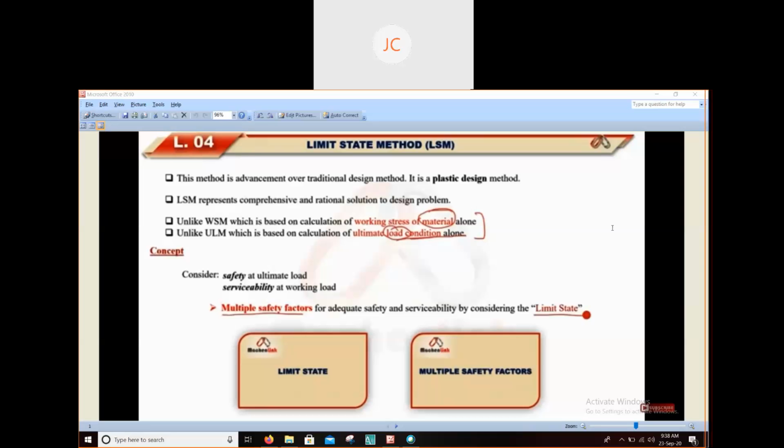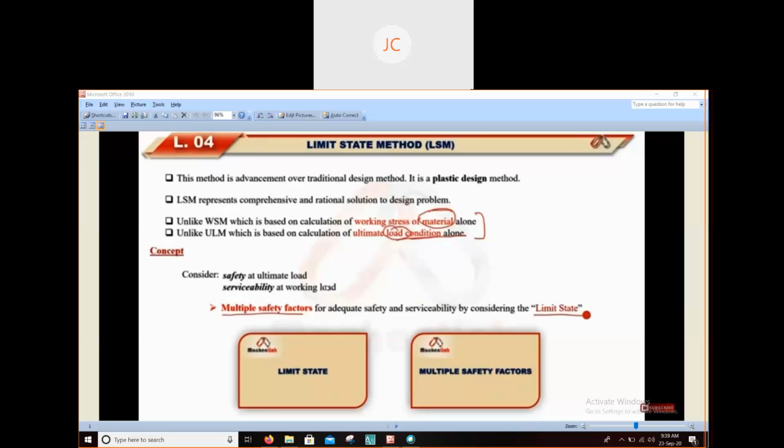Okay, so in the limit state method, we will consider safety at ultimate load. That means our structure must carry the maximum amount of load safely. The second part considered is serviceability at working load. That means our structure must give satisfactory performance during its lifetime.